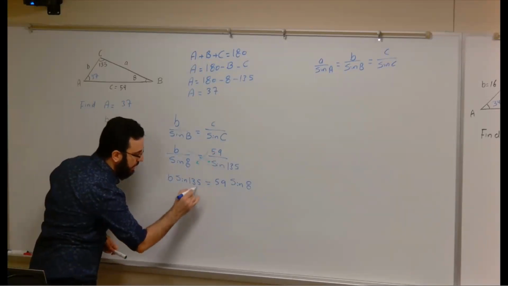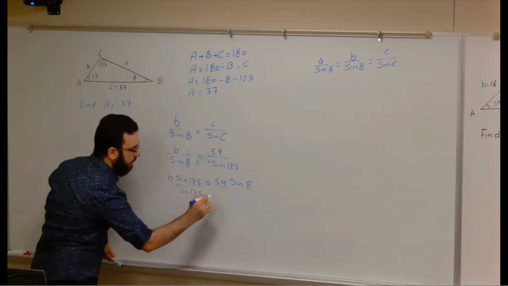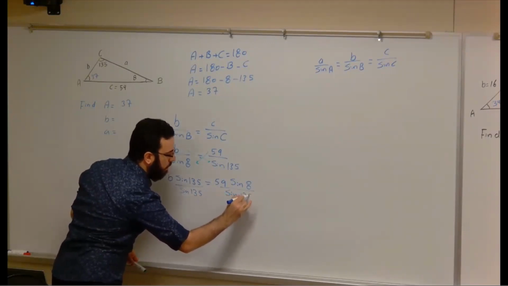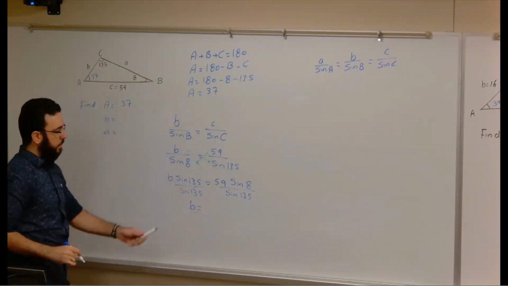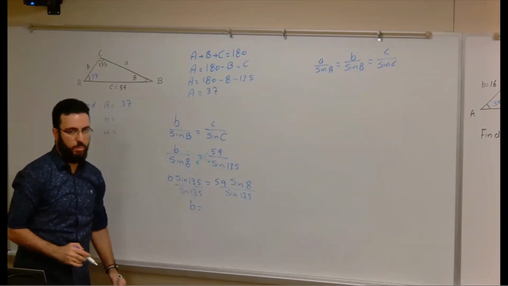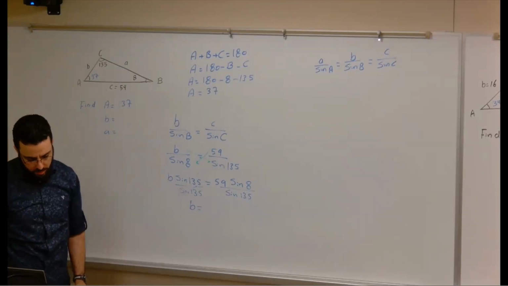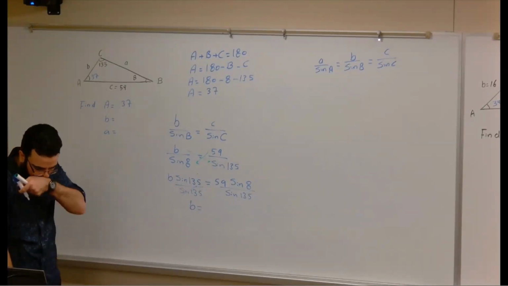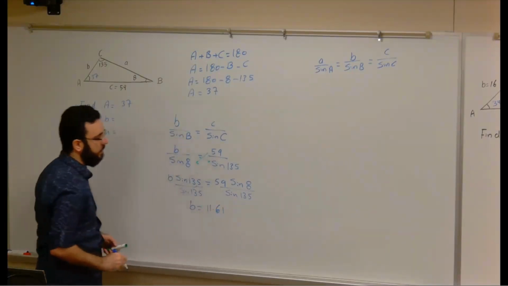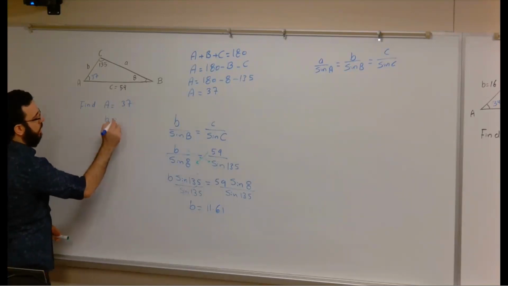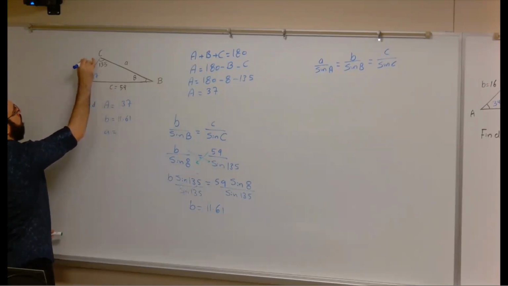Then next step, you're going to divide both sides by sine 135. Cancel these. So how much is going to be B? 59 sine 8 divided by sine 135. One. 11.61. Now we have B equal 11.61. That means the side B equal 11.61.